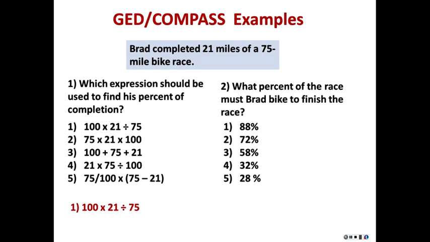How'd you get 72%? I subtracted. That's good. 75 minus 21, that's your part, and the whole is 75, okay? So that's how you got 72. Set that equal to 100. So these are some GED compass-like questions that you might have regarding percents.